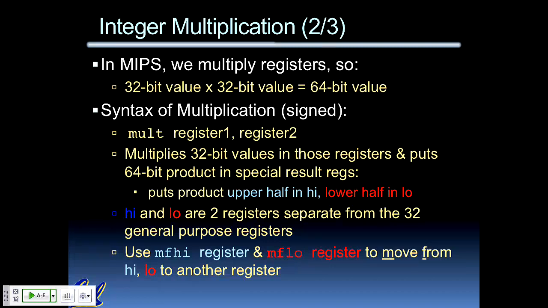And there's special instructions, move from high and move from low. First you do the multiply, and the results are stored there. Then to get the results into a regular register, you have to do a move from, to read from high or read from low the appropriate piece into a 32-bit register. Okay?